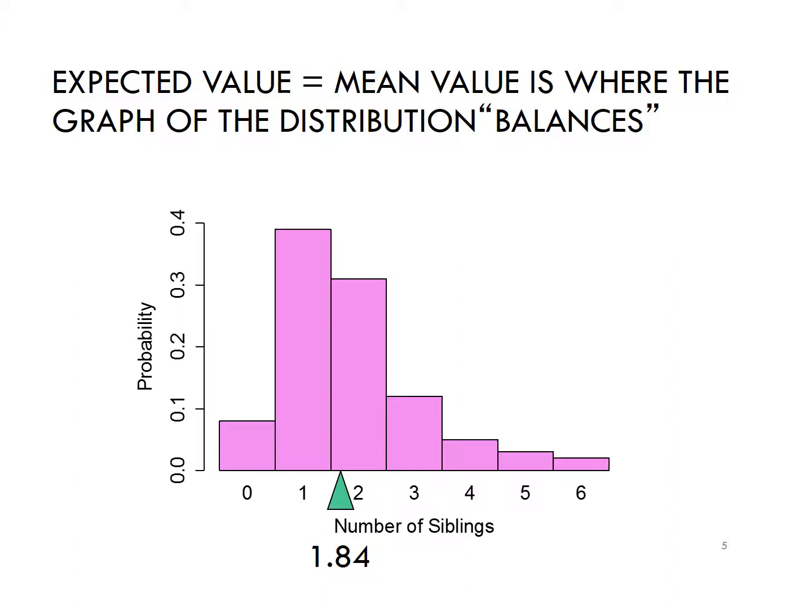Recall again that the expected value is the mean value, or where the graph of the distribution balances. Here we see a histogram of the distribution of number of siblings, and our balancing point, or our expected value, is 1.84, telling us that the expected value is in fact a measure of center for a random variable.